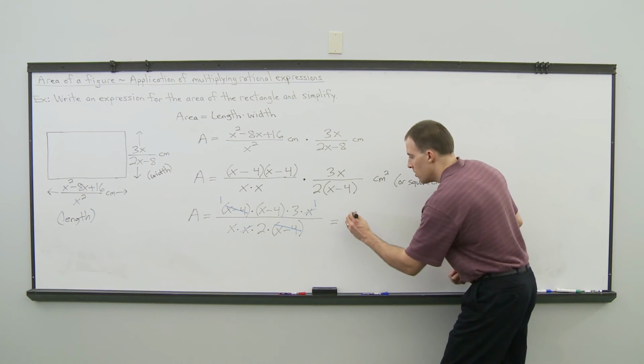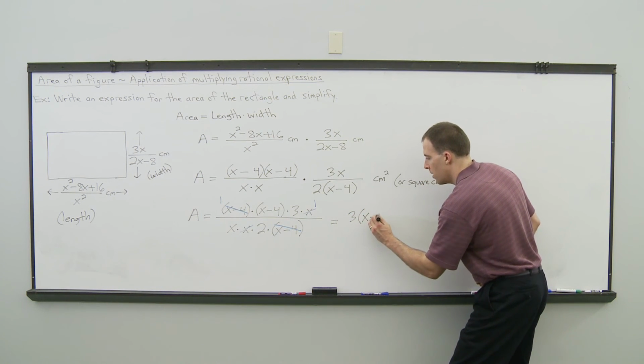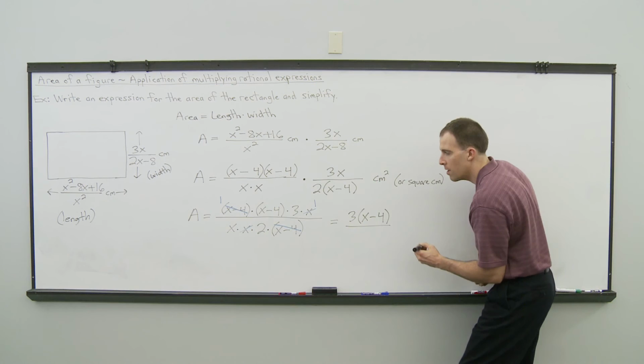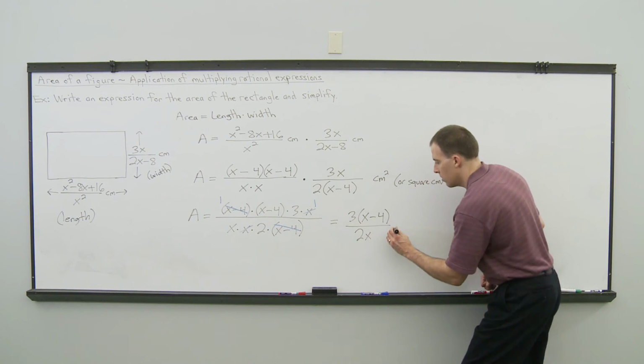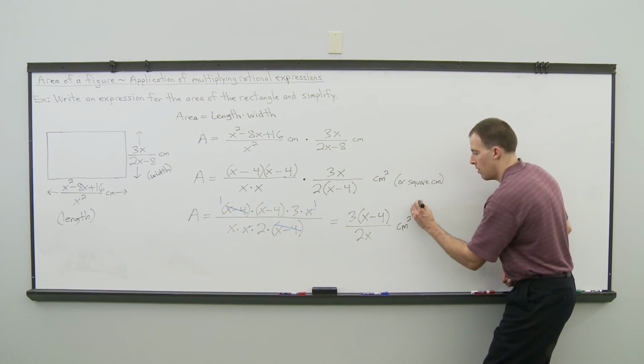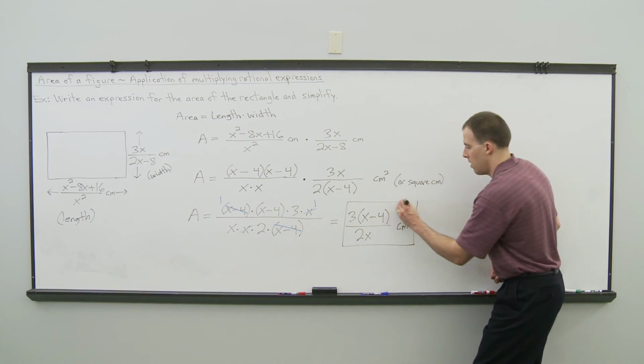So for our final answer, it looks like 3 times x minus 4 in the numerator divided by 2x. And the units on the area are square centimeters. There's an expression for the area of that rectangle.